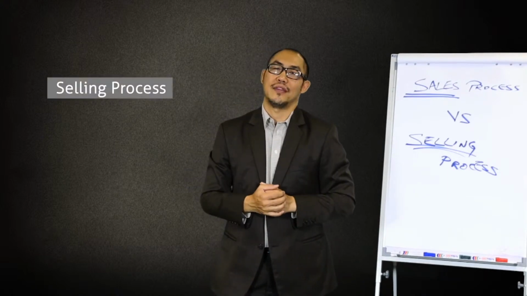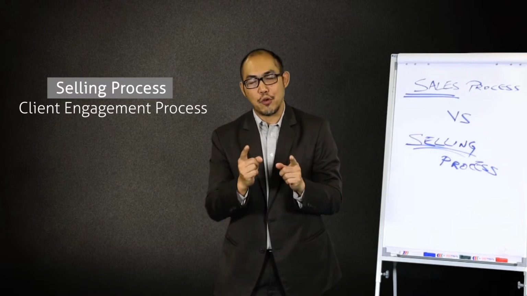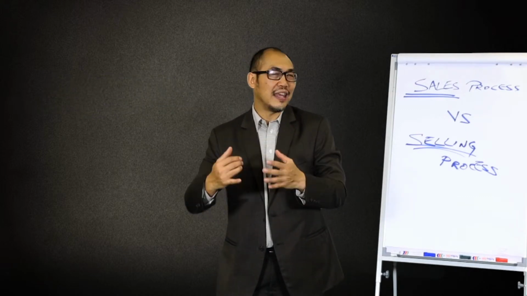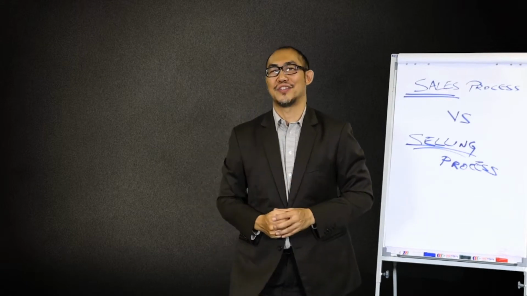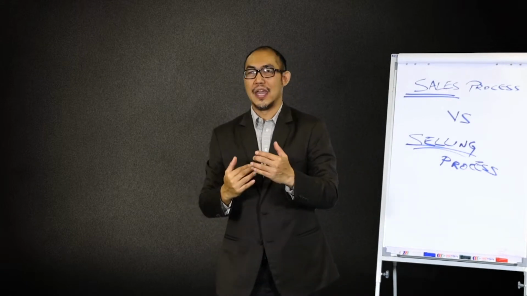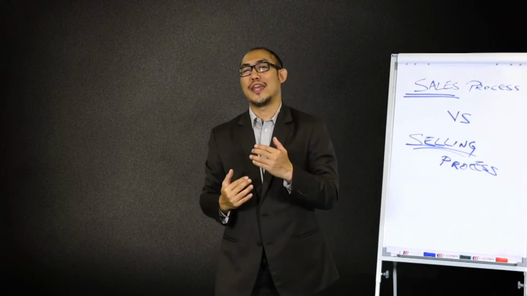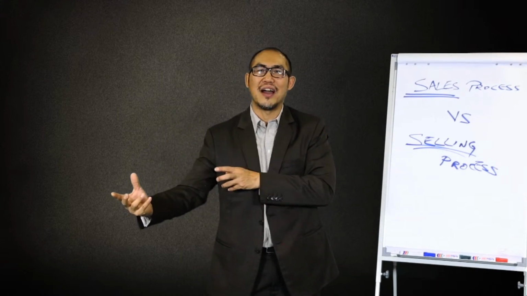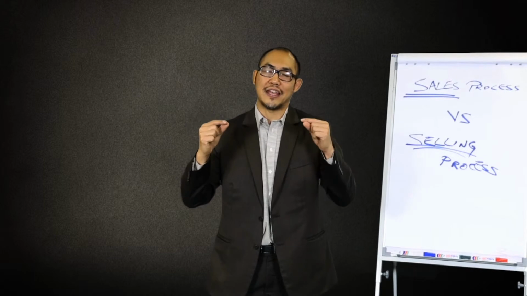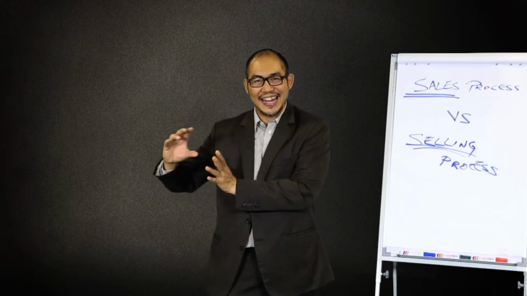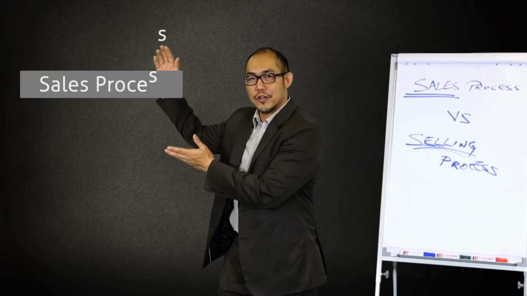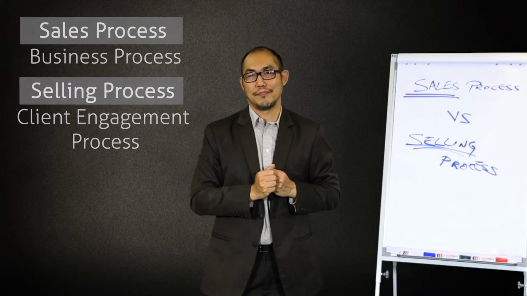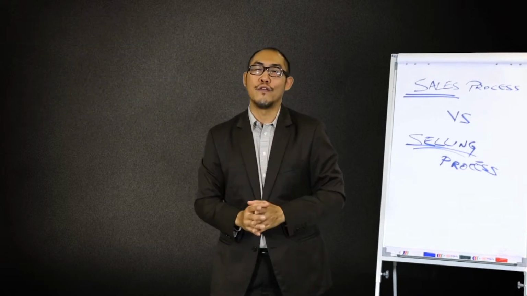Now, the selling process, on the other hand, is actually very different. The selling process is what we call the client engagement process. It's an opportunity, either over the phone or when you're meeting up with your customers, that occasion of connection, that occasion of engagement, where you're working with your customers, trying to build the necessary rapport and understand what their needs are in order to present in a context that actually helps the customer. So that's the client engagement. Again, the sales process is the business process. The selling process is the client engagement process, either face-to-face or over the phone.